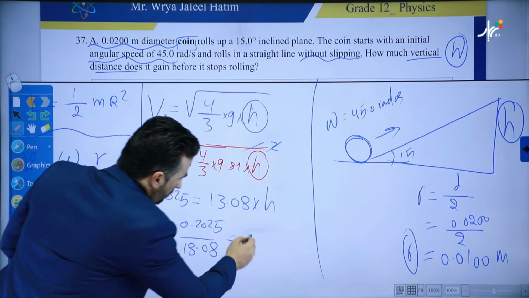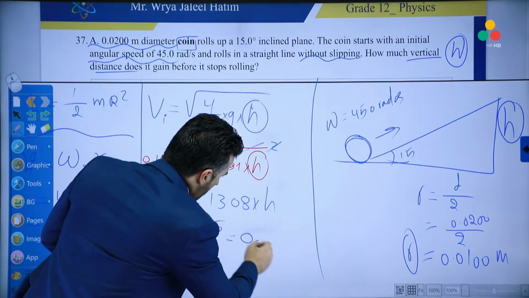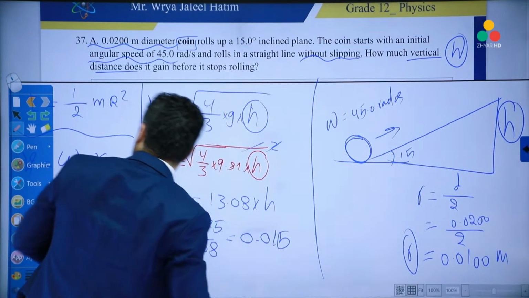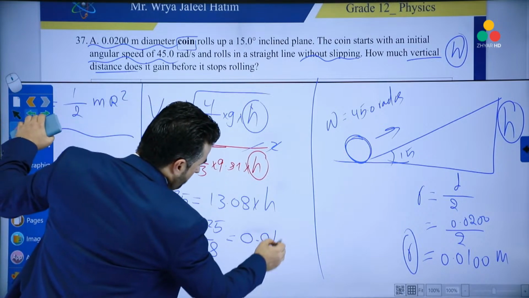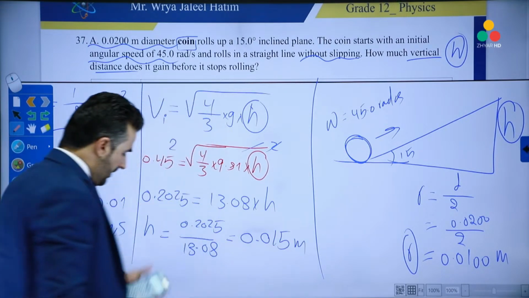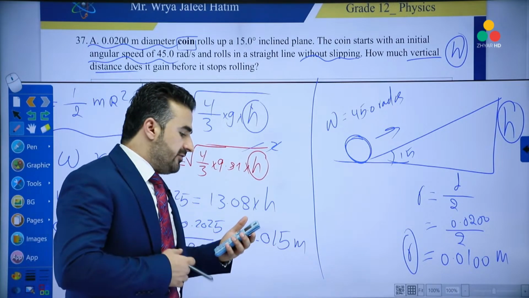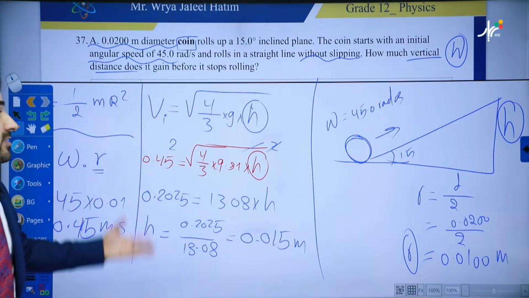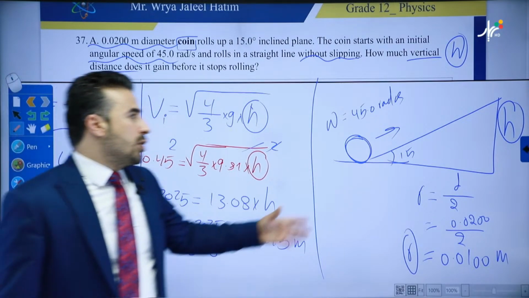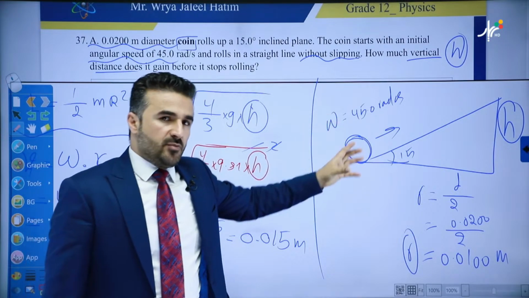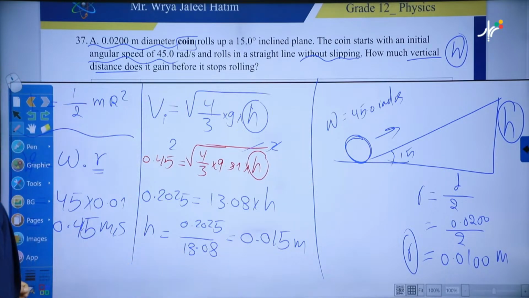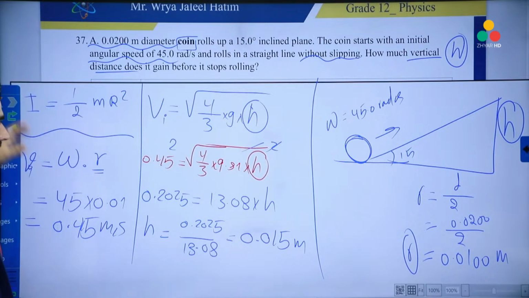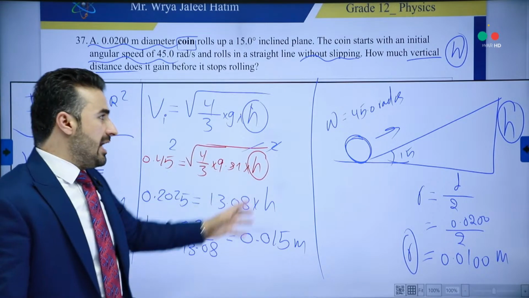0.015. Because this is the height, of course it is in meters. The digit after 5 is 4, so we're not going to round it up in this case. We'll leave it as it is. So this is the height that the coin will reach right before it stops moving upward. And this is how it is done. So let's summarize this real quick. What have we done first?